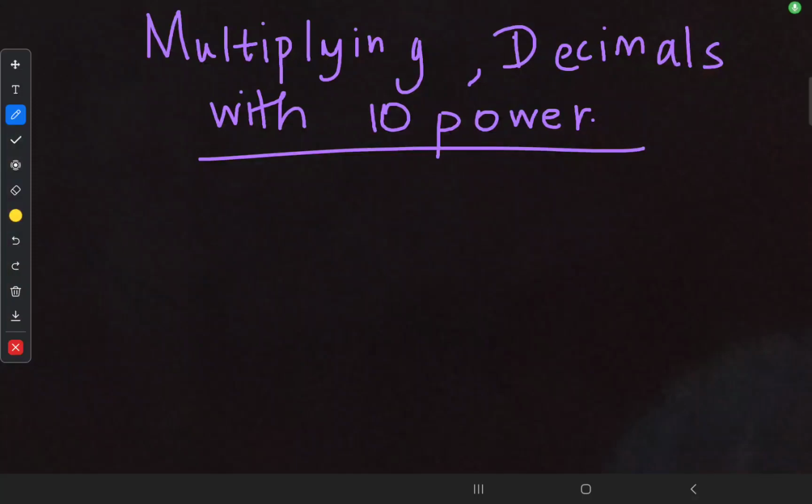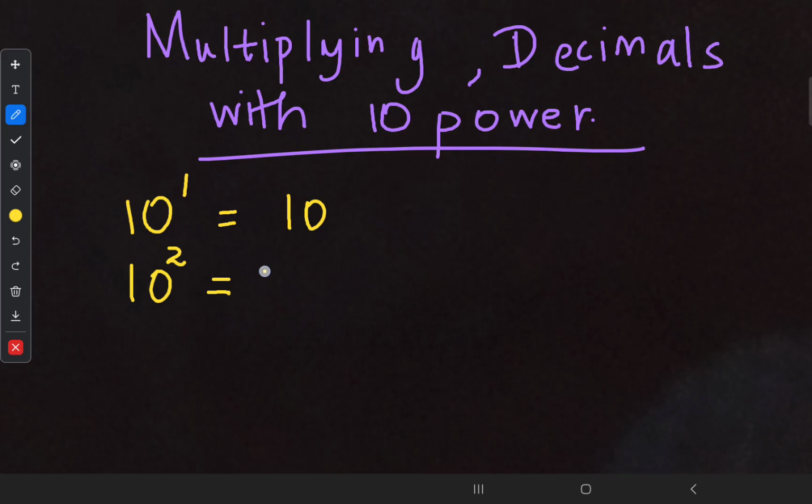Decimals with 10 powers. Before starting to multiply, you should know what 10 powers are. As I told you earlier, 10 to the power of 1 is only 10. 10 to the power of 2 indicates 10 times 10, 10 multiplied twice. So that will give you 100.